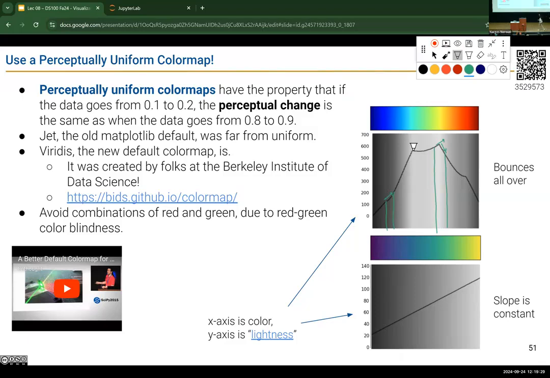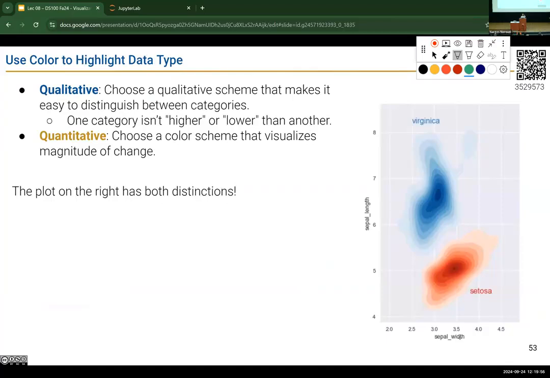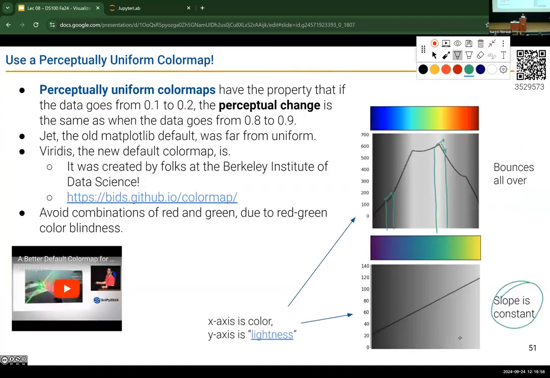But with our Viridis color map, what's happening is that the slope is constant. So it's a perceptually uniform color map that we can use. Not only is it red-green blind friendly, it's also going to communicate results, or communicate color, more effectively to the viewer. This Viridis color map was created by a group at Berkeley. It's actually from the Berkeley Institute for Data Science that created this color map.